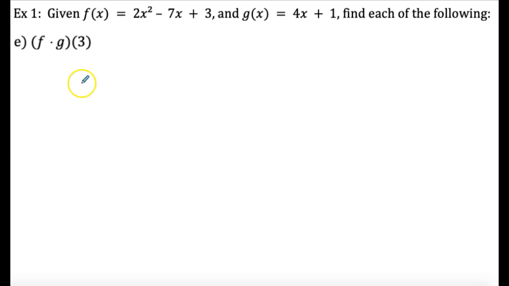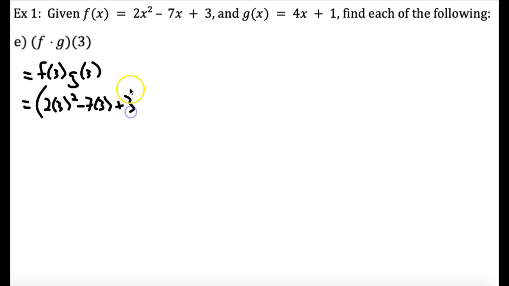All right. So why don't you guys try this one? Okay. Evaluate f of x, or f of 3 times g of 3. All right. So again, this just means f of 3 times g of 3. Right. So I'm plugging 3 into f. So that's going to be 2 times 3 squared minus 7 times 3 plus 3 times g of 3, which would just be 4 times 3 plus 1.